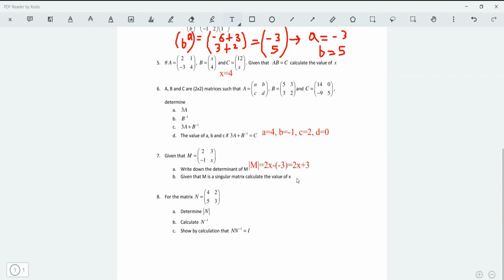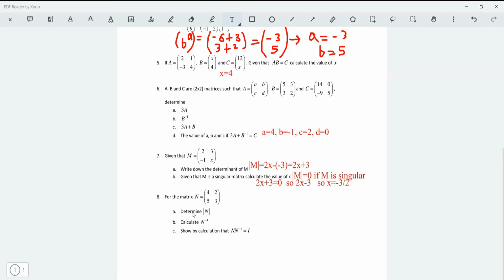Then it says, given that M is singular, calculate the value of x. If M is singular, what that means is that the determinant of M equals 0. And so what you do then is you set 2x plus 3, which is the determinant, equal to 0. So that would mean that 2x is equal to negative 3, and so x is equal to negative 3 over 2, or negative 1.5. That is x.